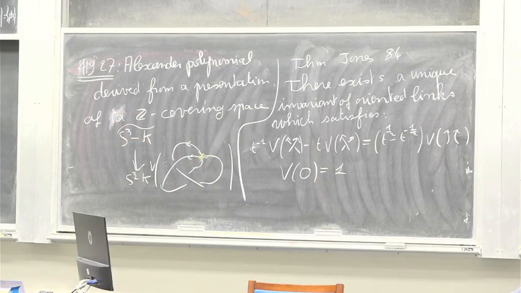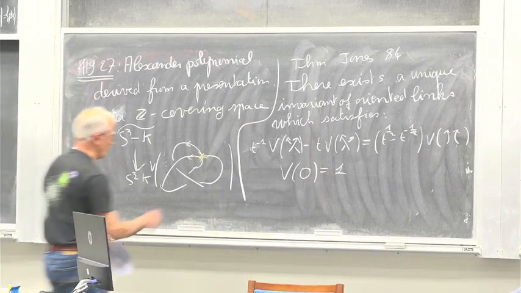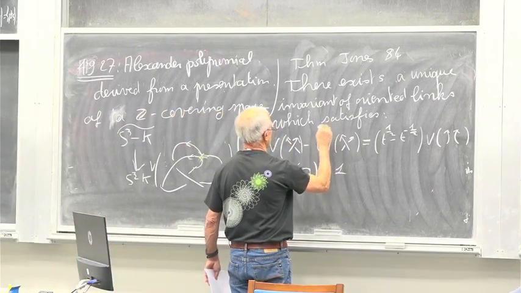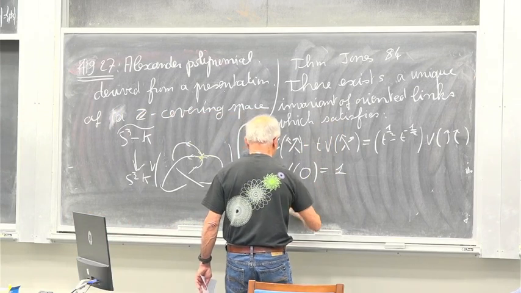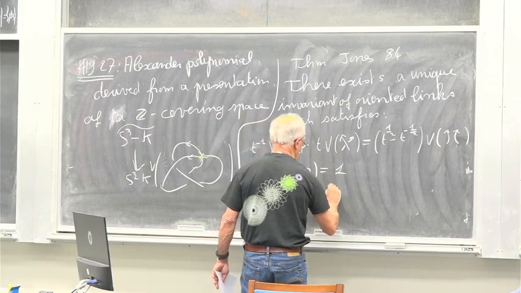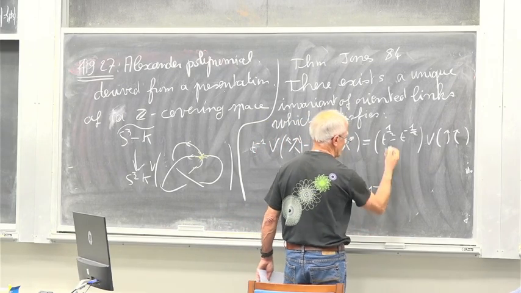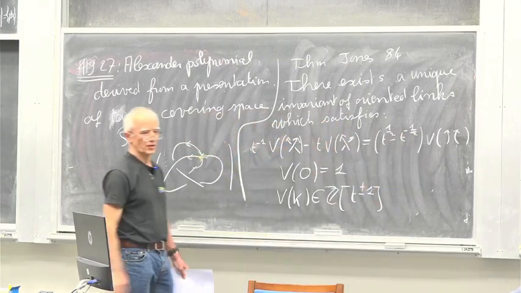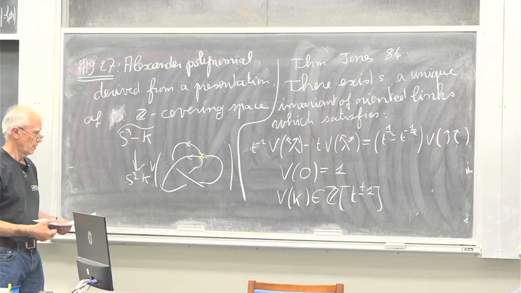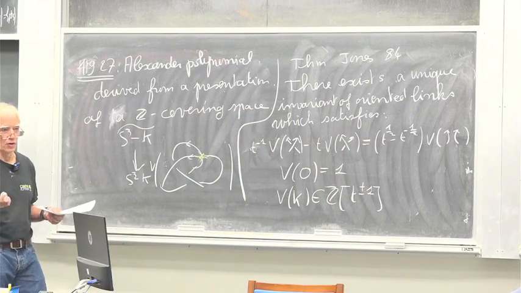It is a polynomial invariant. You see, because you have a variable, it lives in fact in t plus or minus 1. This half power will disappear. So it's a Laurent polynomial.